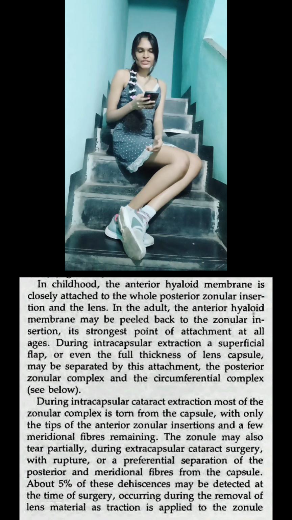In childhood, the anterior hyaloid membrane is closely attached to the whole posterior zonular insertion and the lens. In the adult, the anterior hyaloid membrane may be peeled back to the zonular insertion. It is the strongest point of attachment at all ages.